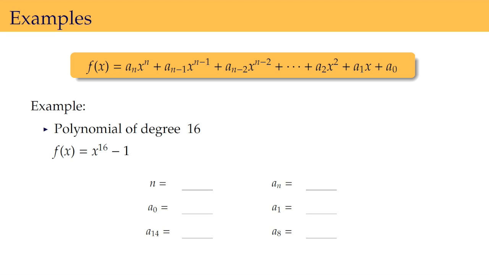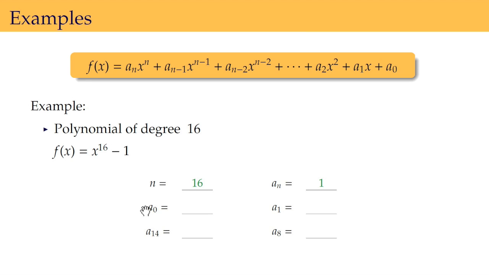I will assume you have unpaused now, and so notice that nothing actually shows up in front of x to the 16, but I could write this as 1x to the 16. That would have the exact same value that this does. So my n is 16, a sub n is 1. A sub n is the one I was talking about.